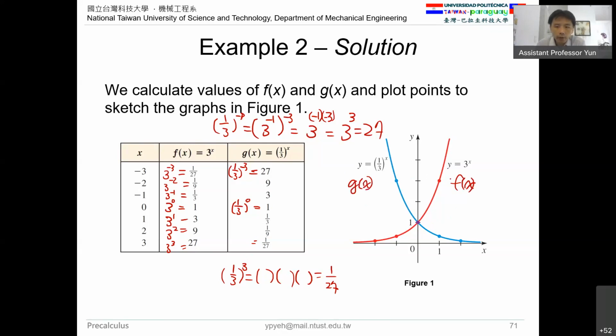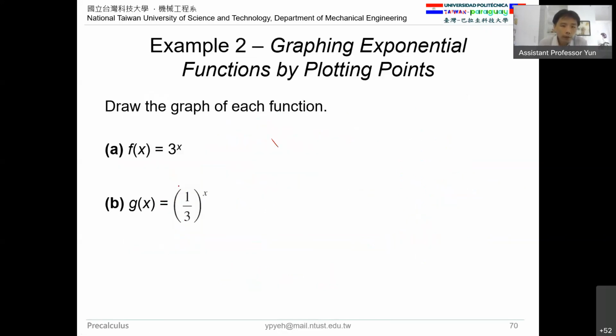So you can see f of x looks like this in red, and g of x looks like this in blue. It is clear that g of x is the reflection of f of x in the y-axis. In the case of g of x, we can see that g of x equals 1 divided by 3.